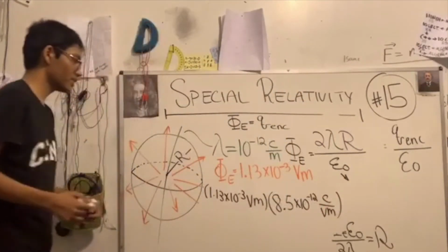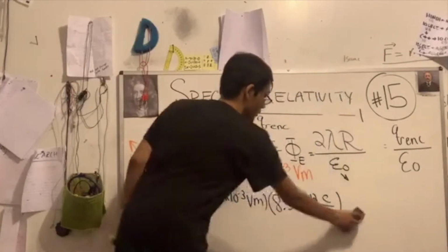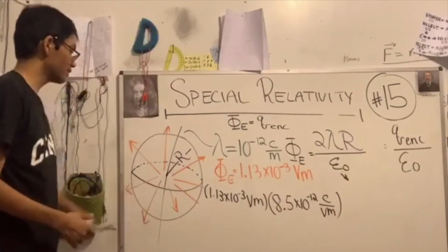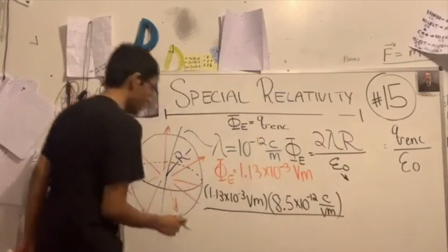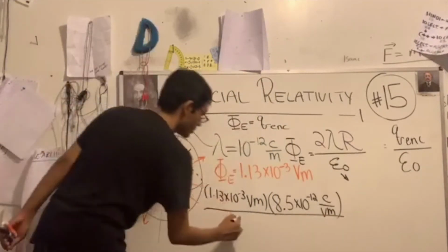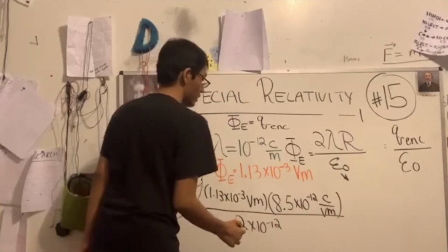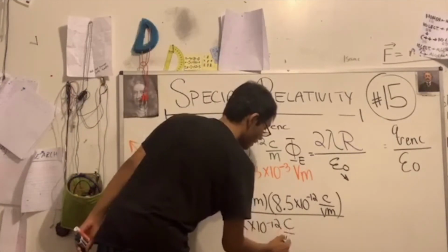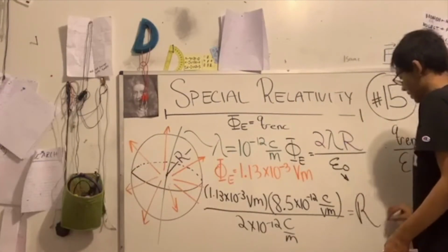Sorry if the board is starting to look messy, but we're almost there. Not messy at all. It's actually pretty clear. Thank you. And of course we're going to divide this by 2 times the linear charge density. And what is that? That's going to be 2 times 10 to the negative 12. And what are the units? Coulombs per meter. And all of that is going to give me my radius.